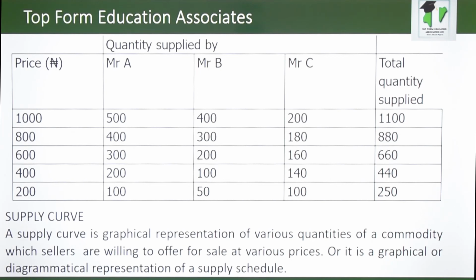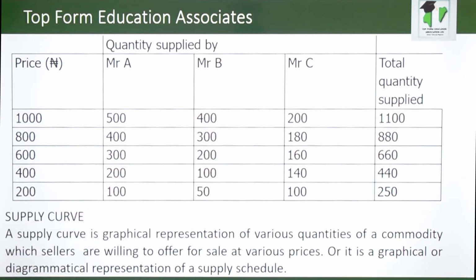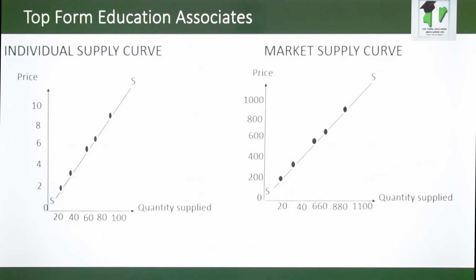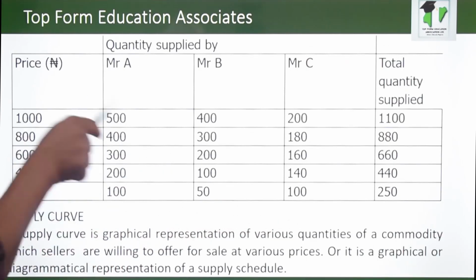Now let's look at the supply curve. Supply curve, of course, is when we represent this table in a graph or in a diagram. We call it supply curve. So we have individual and market supply curves. The individual supply curve represents the individual supply schedule, while the market supply curve represents the market supply schedule. This one stands for the individual supply schedule. You can see this one represents this table.